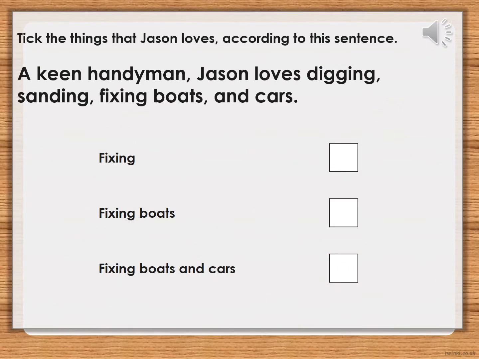Tick the things that Jason loves according to this sentence. A keen handyman, Jason loves digging, sanding, fixing boats and cars. The options are fixing, fixing boats, or fixing boats and cars. Pause the video and tick the correct one. Jason loves fixing boats. It can't be fixing boats and cars because the comma suggests that he likes fixing boats, but he also likes cars.